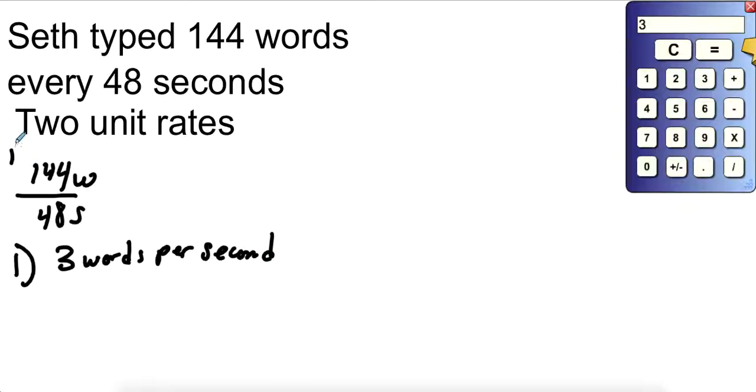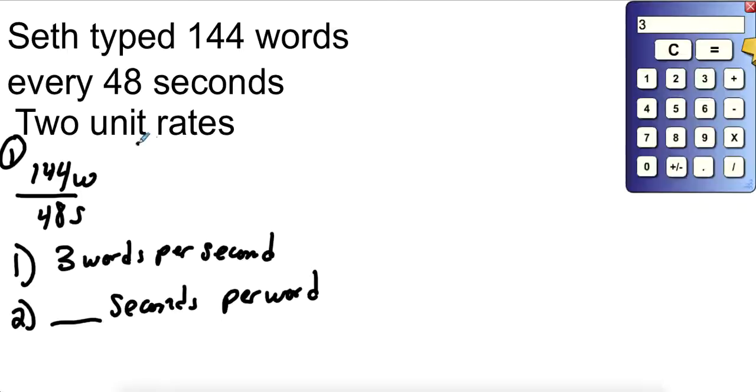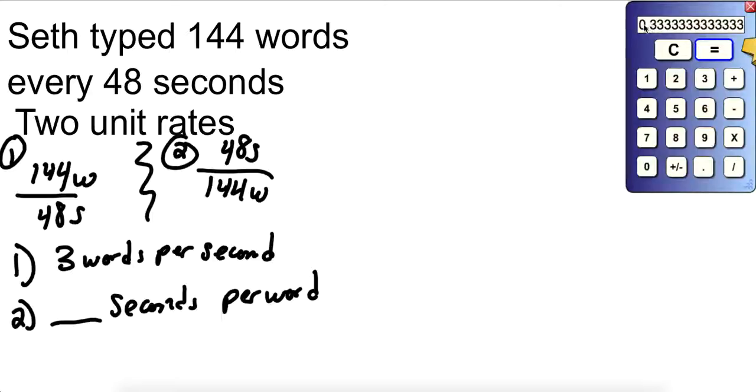Now that's only one way to come up with the unit rate here. So we have 3 words per second, and in our next example what we're actually going to do is figure out how long it takes him to type 1 word. So we're going to have a certain number of seconds per word. Again, we're going to use division for this. In our first example, we divided 144 by 48. In this example, we're going to flip our units and have 48 divided by 144 words. So if I do 48 divided by 144, I'm going to get 1/3 of a second to type just 1 word.